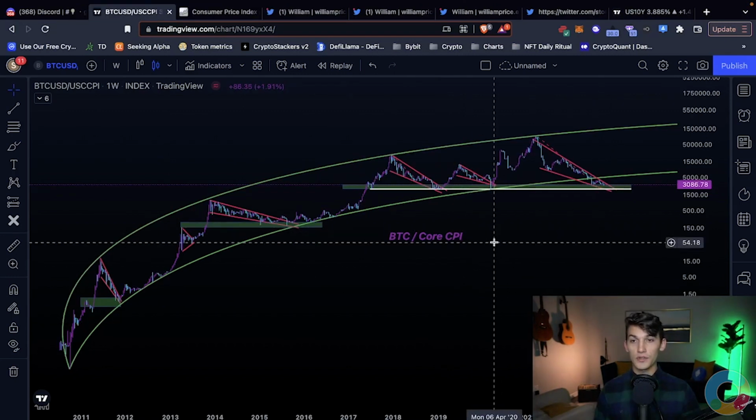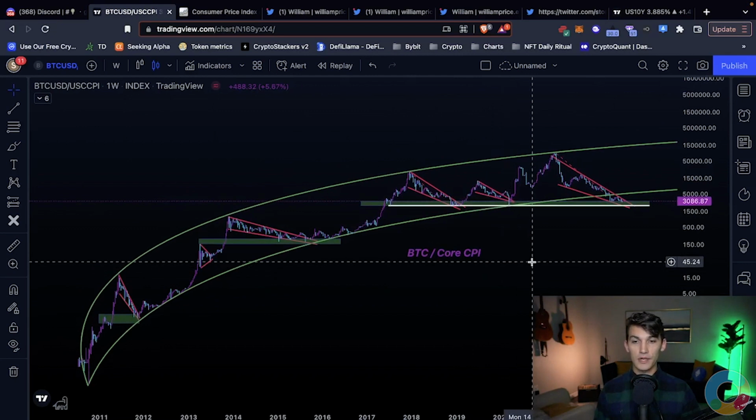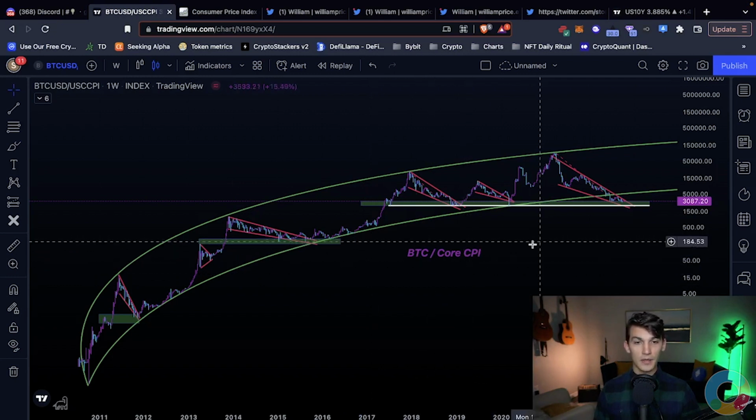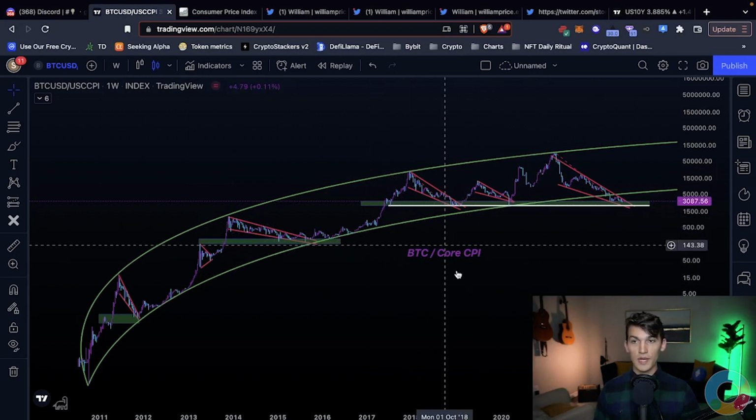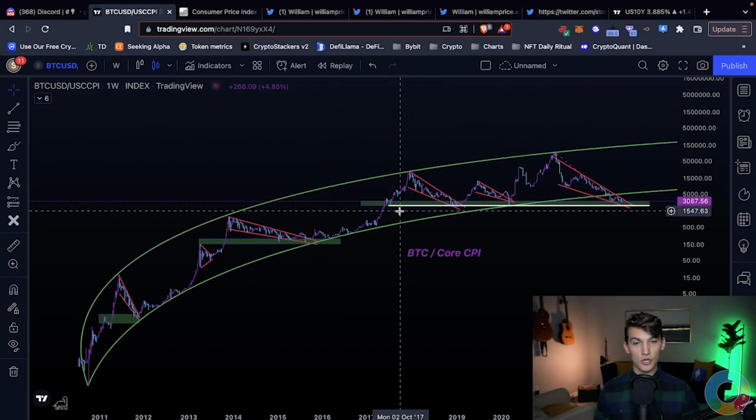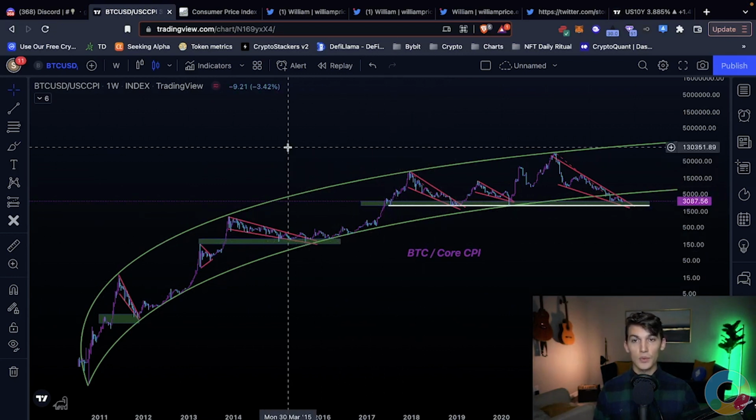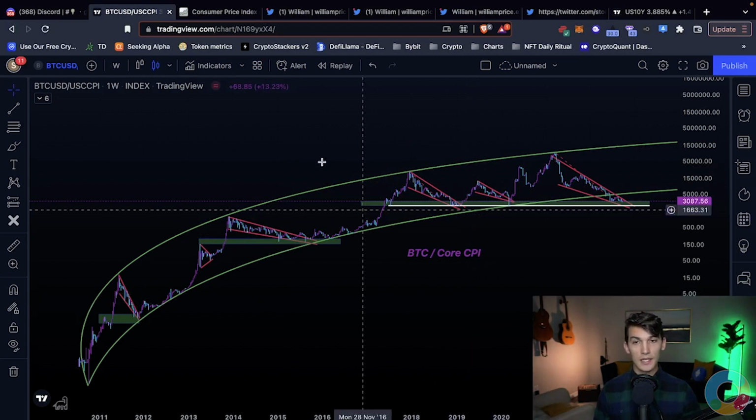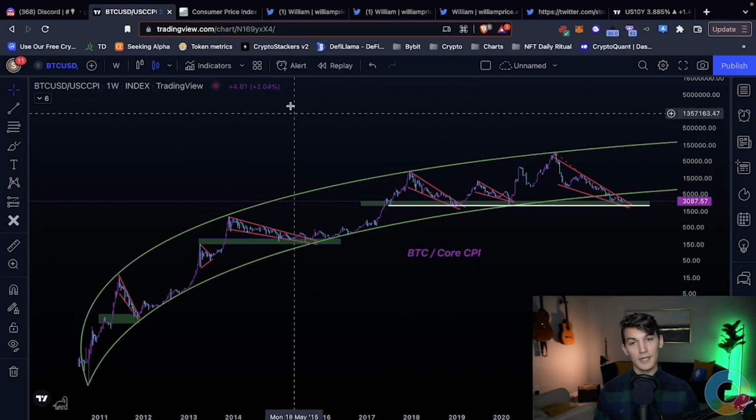So as you've noticed here on the screen, I have a chart pulled up, and this is a very interesting chart. I haven't seen it talked about in a lot of places. It's just Bitcoin divided by the core CPI, or the inflation rate. So the first thing to recognize before we even dive into this chart and everything that it has to tell us, we need to look at what core CPI is and the differences between core CPI and headline CPI.